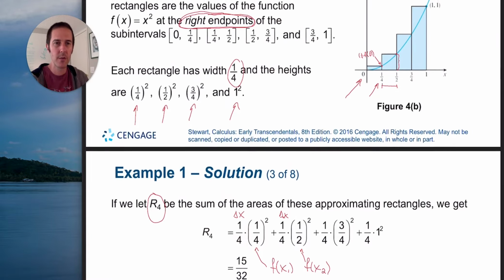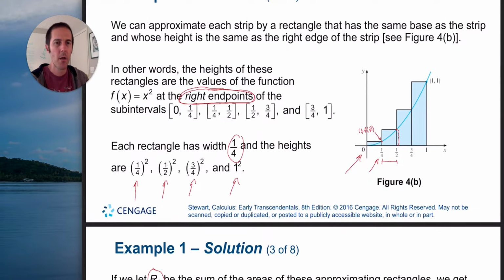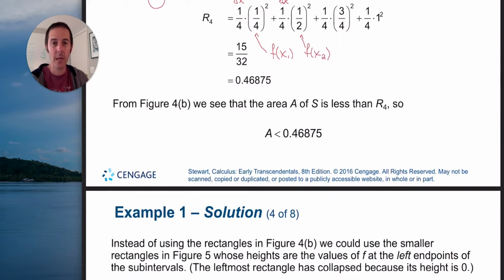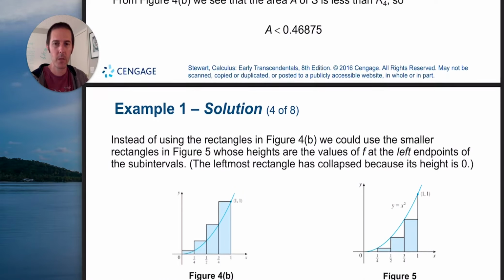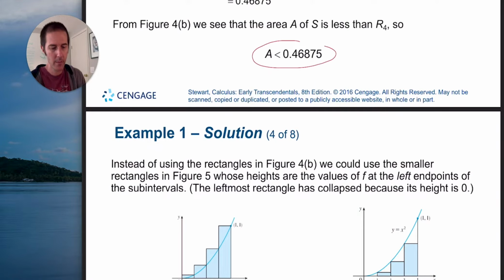Notice, however, and we're going to see this in another graph, another illustration, all of these rectangles stick up above the curve. And when we add up all of these rectangles, what we're getting is an overestimate. Okay? So, an overestimate of the actual area under the curve. So the real area, capital A, of area S is less than R sub 4.